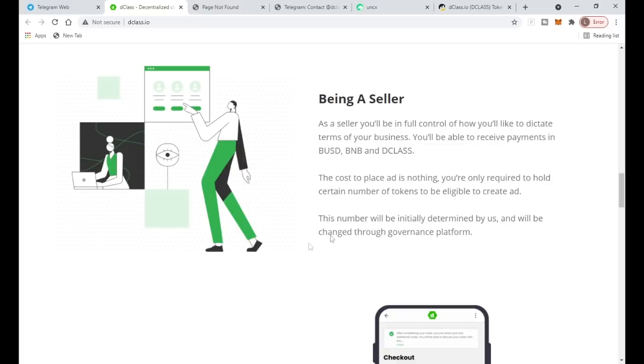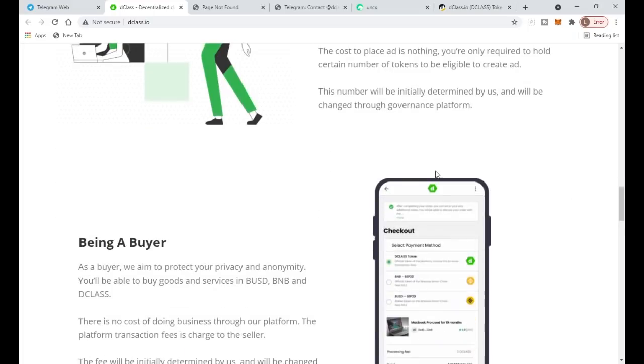You can become a seller, advertise your business and receive payments in Binance USD, BNB or dClass, which is their very own token. The cost to place an ad is nothing. You're only required to hold a certain number of tokens to be eligible to create an ad. So basically, guys, you haven't got to pay for an ad for your business. You can literally hold the dClass tokens and then you'll be able to post your ad for free.